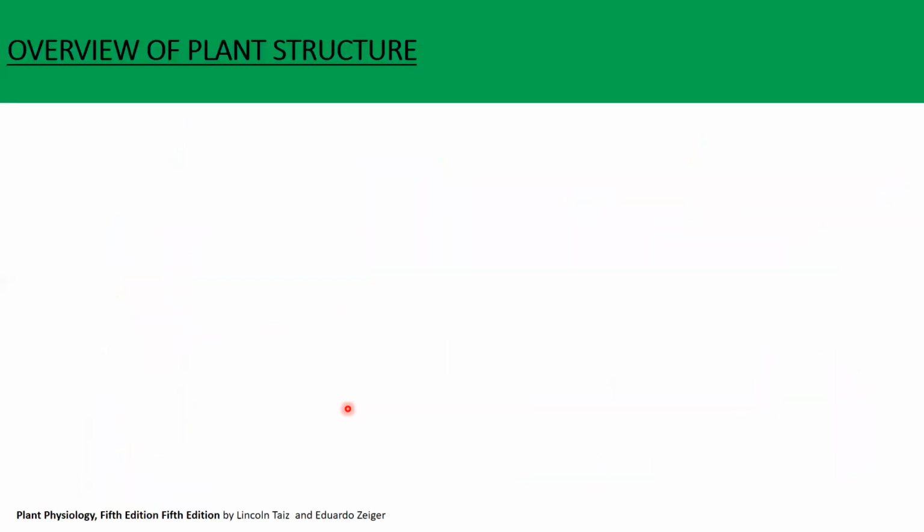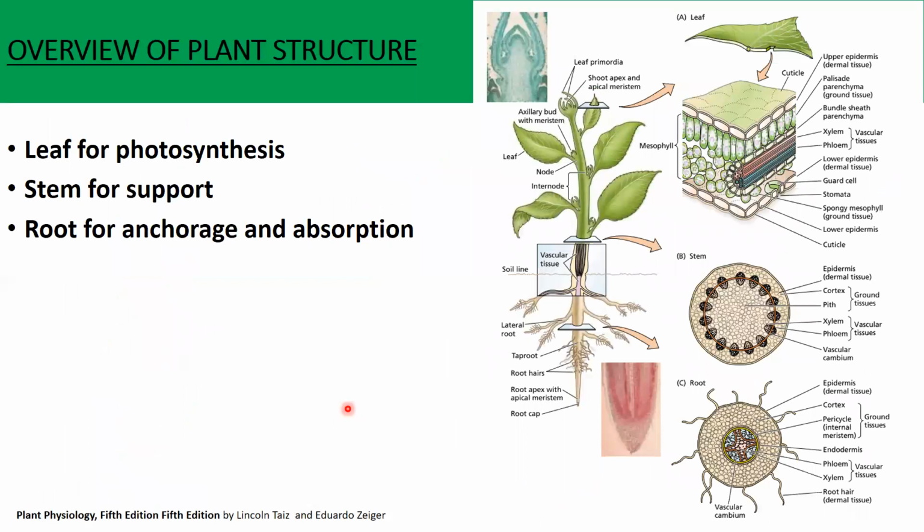But let's first discuss the overall structure of a normal plant. Despite their apparent diversity, all seed plants have the same basic body plan, as can be seen here. The vegetative body is composed of 3 organs: leaf, stem, and root. The primary function of a leaf is photosynthesis, that of the stem is support, and that of the root is anchorage and absorption of water and minerals.